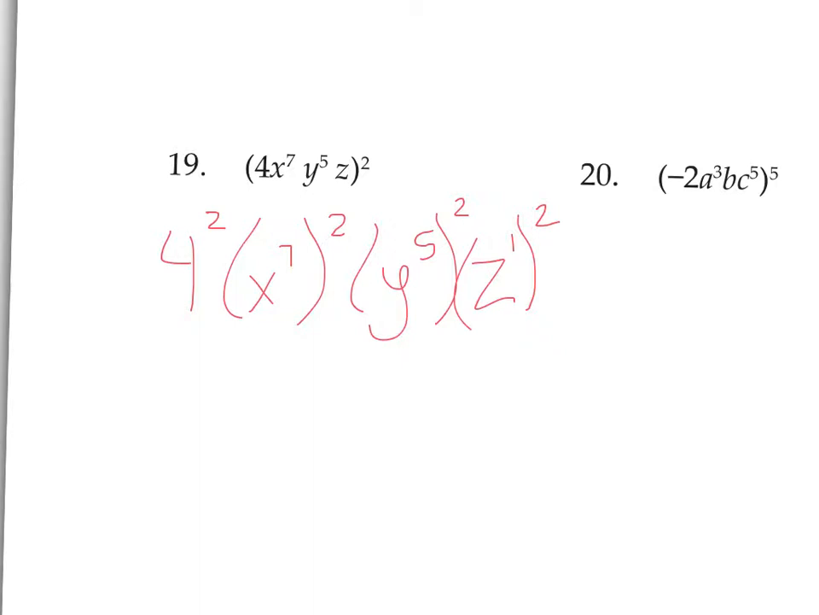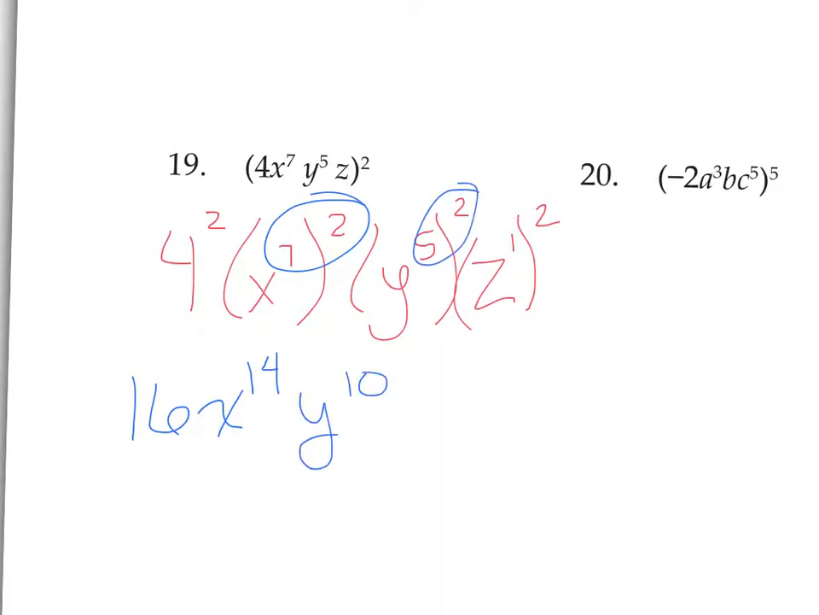And then we just use our exponent rules. So this is 4 times 4, which makes 16. When they're stacked up, multiply them. So we have x to the 14, y to the 10, z squared.